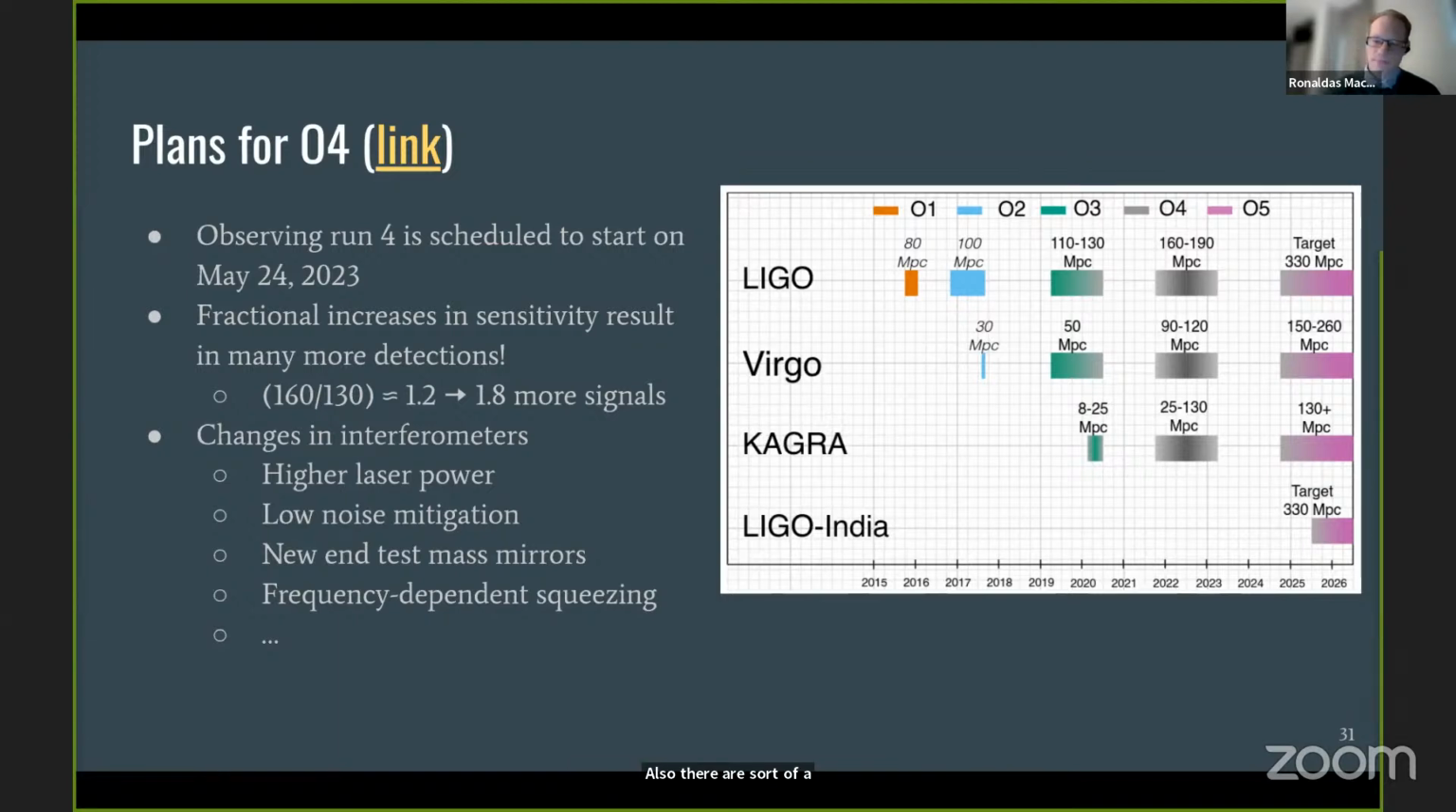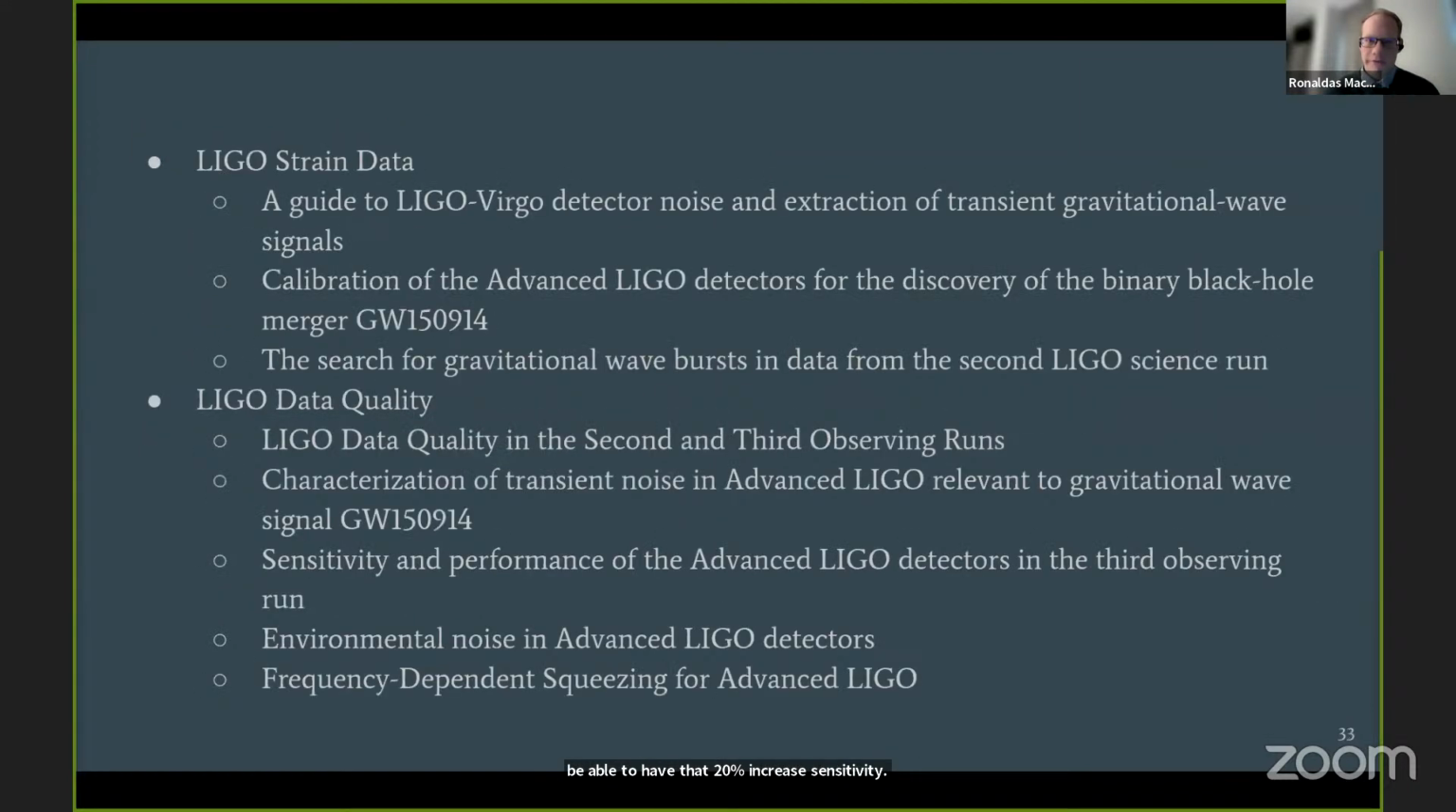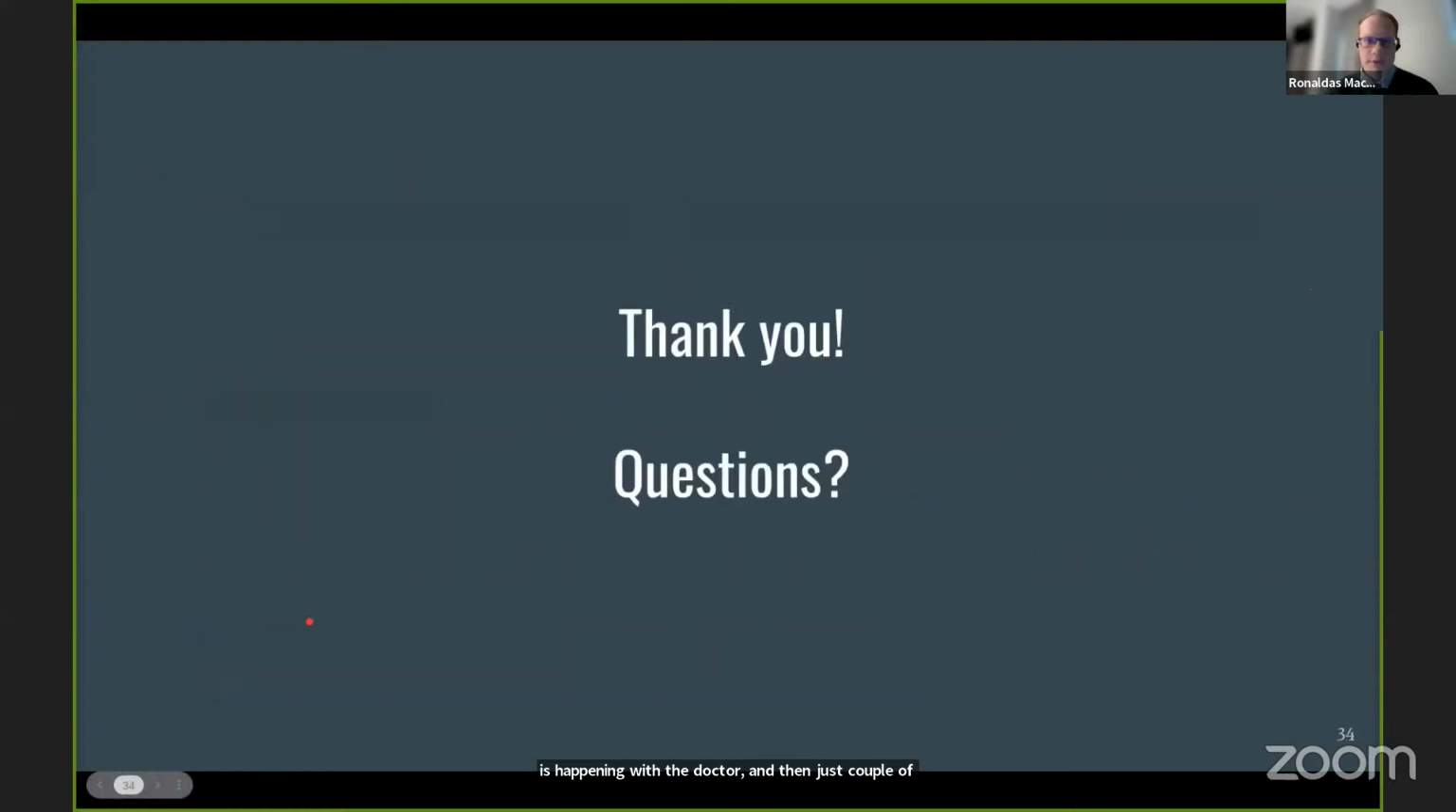And then I will leave you just with data quality references. About LIGO strain data, there's a couple of important and interesting papers, and then about LIGO data quality, there's one of the papers that talks a lot about the data quality itself in the 2nd and 3rd observing runs. This is an excellent paper if you want to have a look in more detail at what is happening with the detector. And then just a couple of other extra papers about what I talked about previously, for example, frequency dependent squeezing. So these are the papers, and that's it.